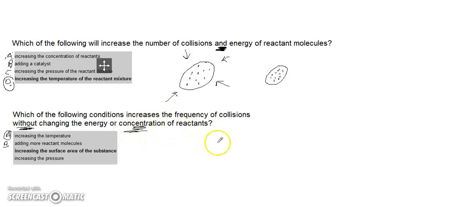That would be like a classroom with 10 people, and then we added 40 students, and we had 50 total, right? We'd have a higher concentration. D, increasing the pressure. Again, increasing the pressure is the same thing as changing the concentration if it's a gas. And so it has to be increasing the surface area. Yeah, we don't change the energy, we don't change the concentration, there's just more area for reactions to occur.